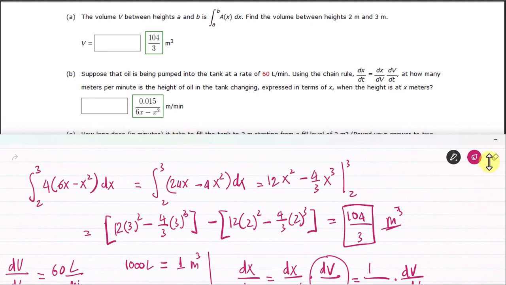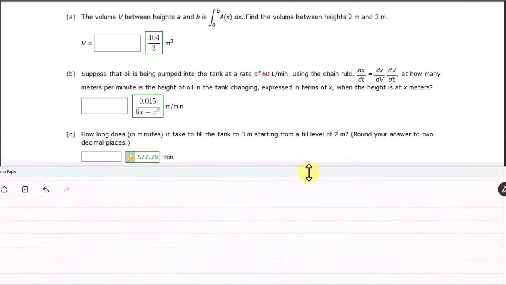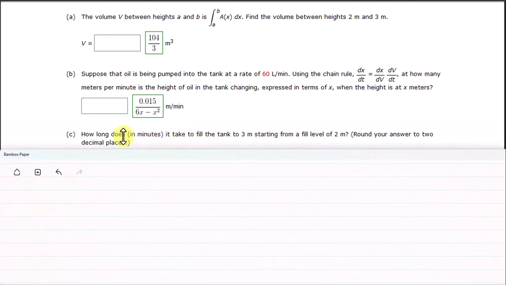All right, that is parts A and B. Now part C: how long does it take to fill the tank to 3 meters, starting from a fill level of 2 meters? Let's imagine that this is the tank. You are looking to fill from a level of 2 to 3. How long would it take you to fill that?